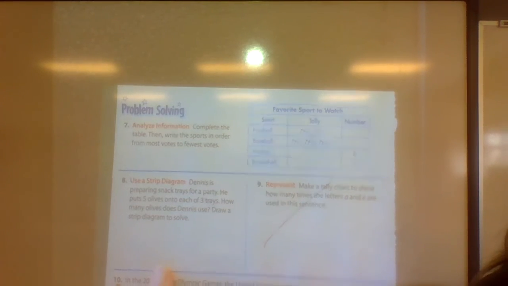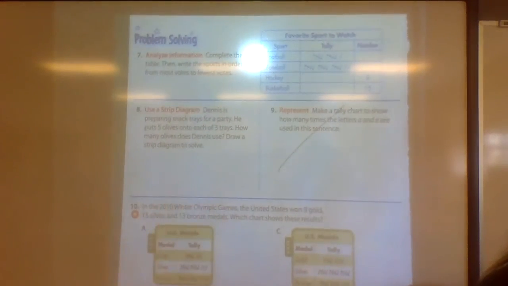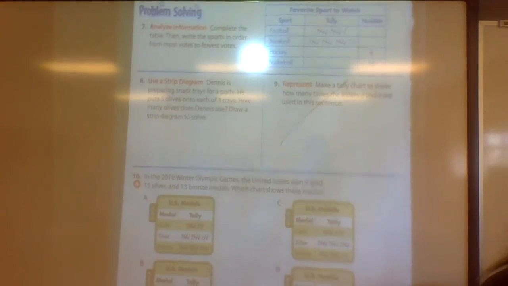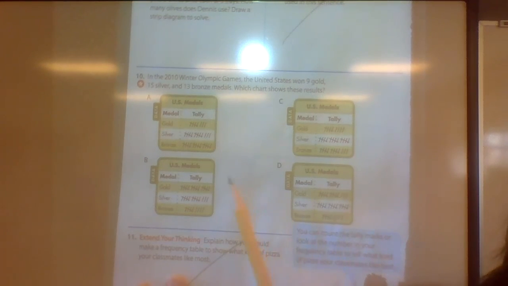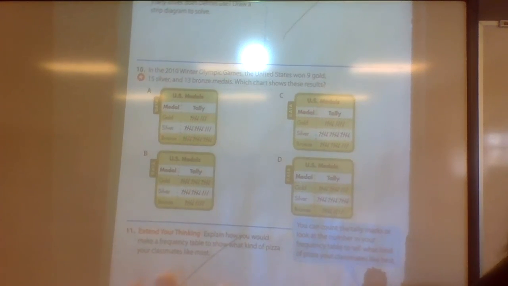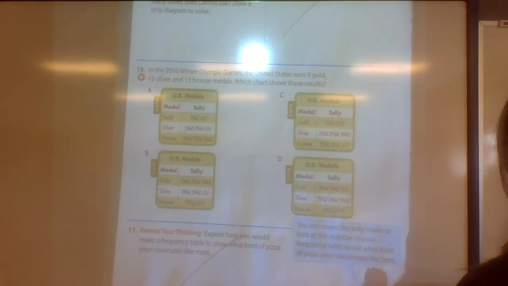Okay, number 8. You're going to do number 10. This is important because this is a lot of times how they do your charts on your benchmarks and STAR tests. They will show you several answers and you're going to find which chart represents 15 silver, 13 bronze, and 9 gold. Okay, then you're going to cross out number 11.